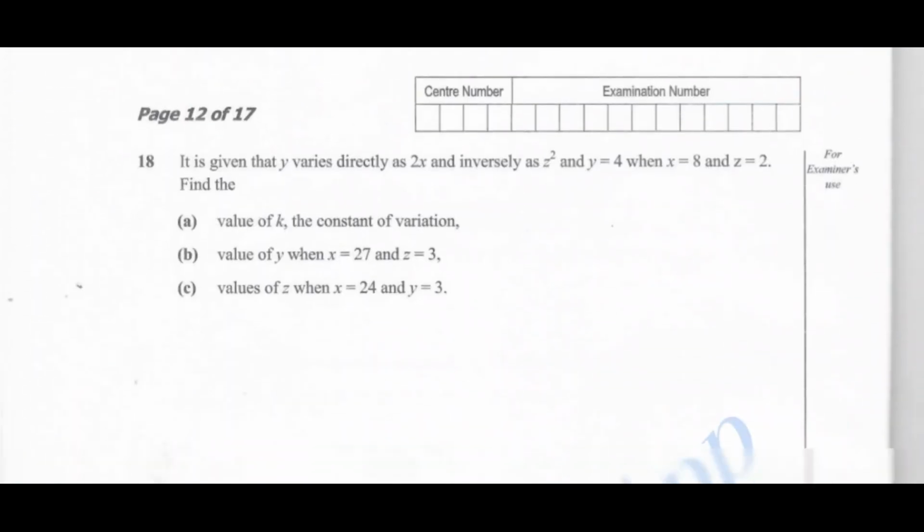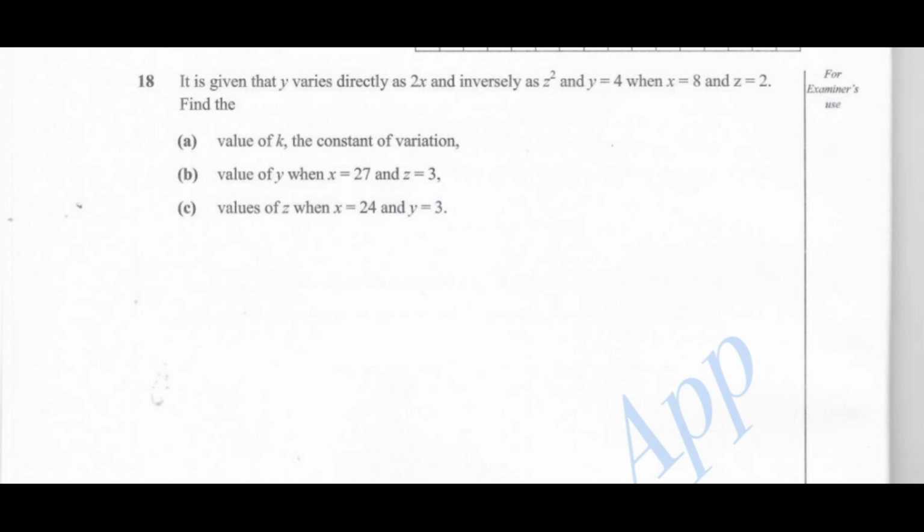Number 18, it is given that y varies directly as 2x and inversely as z squared. So we can now write our equation. So y is equal to, we multiply by k, so this will be 2xk over z squared. Then the first question is, we want to find the value of k, the constant of variation.